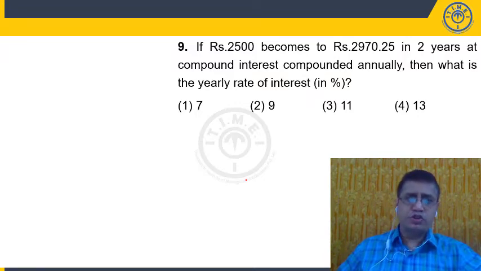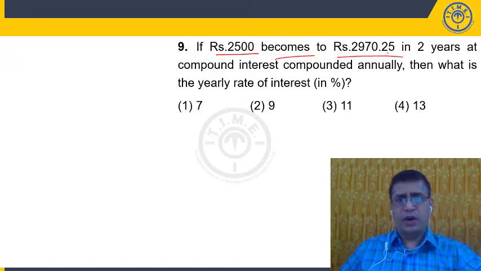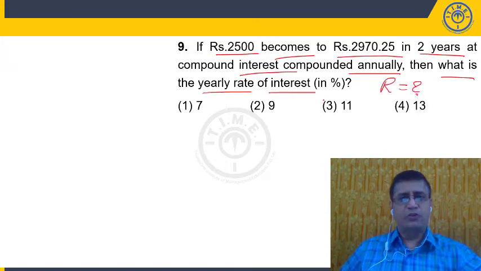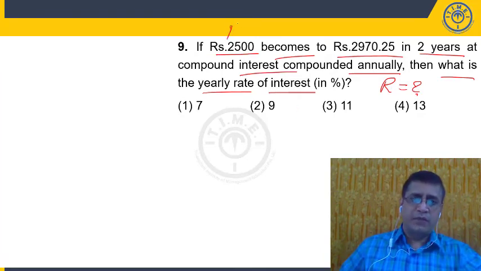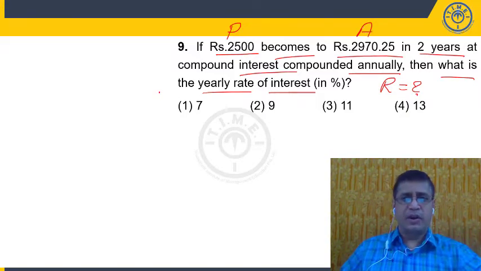If rupees 2500 becomes 2970.25 in 2 years at compound interest compounded annually, then what is the yearly rate of interest? We need to find the value of R under compound rate of interest. 2500 is the principal amount given here, and the amount is 2970.25 over a period of 2 years.